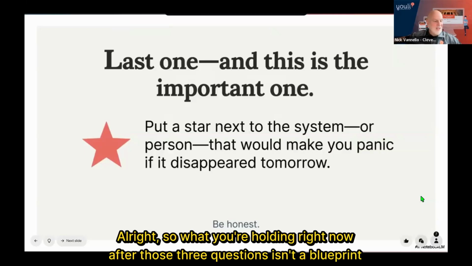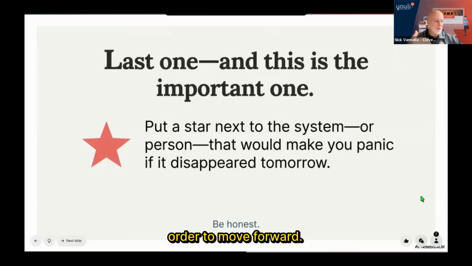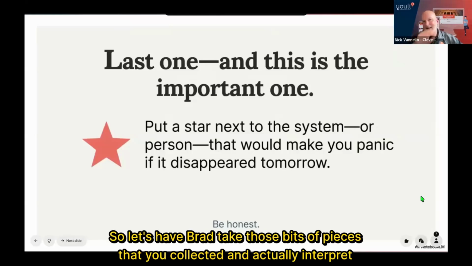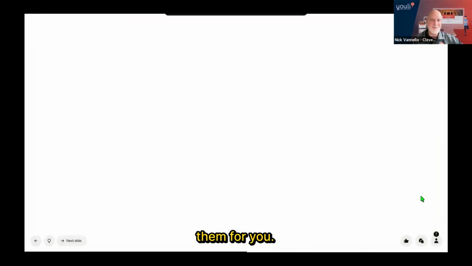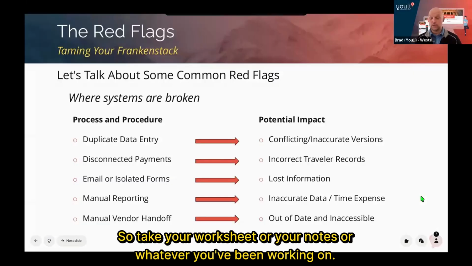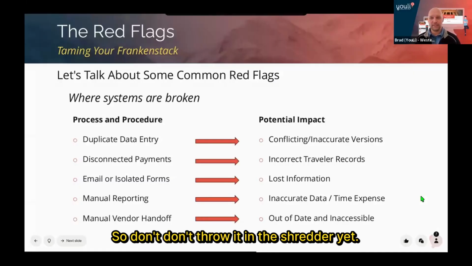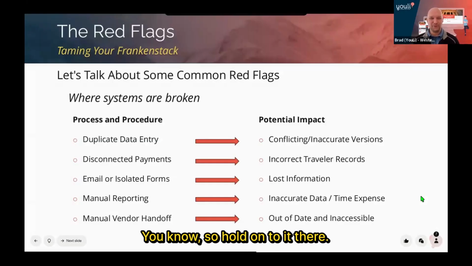All right. So, what you're holding right now after those three questions isn't a blueprint of failure. It's a snapshot. It's just a clear picture of where you are right now. And that's exactly what we need in order to move forward. So let's have Brad take those bits and pieces that you collected and actually interpret them for you. There we go. All right. Thank you, Nick. So take your worksheet or your notes or whatever you've been working on, just set that to the side. We are going to come back to that. So don't throw it in the shredder yet. Hold on to it.